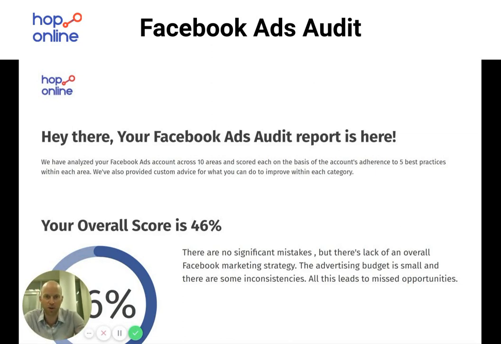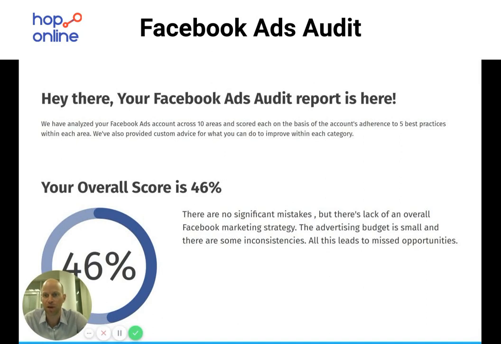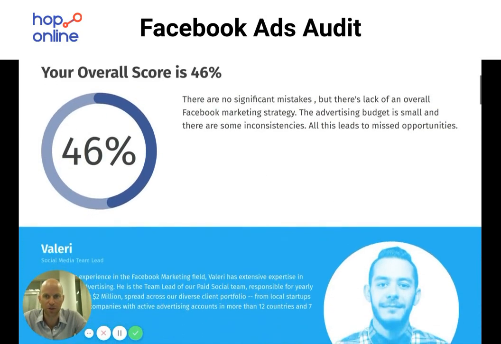So this is on the screen here an example of a report that you'd be receiving once the audit's completed. And first we have an overall score, which is a compilation of all the scores of the various categories that we're going to go through below. And this is just a broad overview of how healthy we see the account and a brief explanation here.